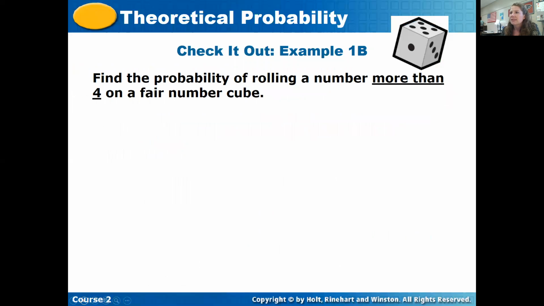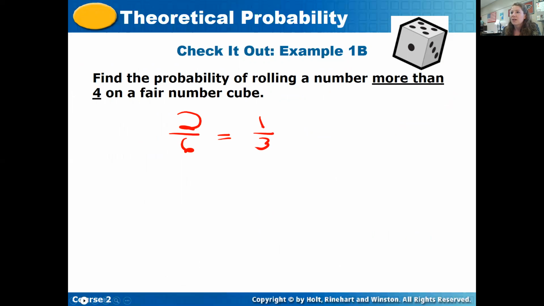Good. All right, what about the probability of rolling a number more than 4? Well, on a fair number cube, each number has one digit, 1 through 6. So what about more than 4? How many numbers on a number cube are more than 4? Well, 4 isn't more than 4, but 5 and 6 are, right? So 2 out of 6 or 1 out of 3.